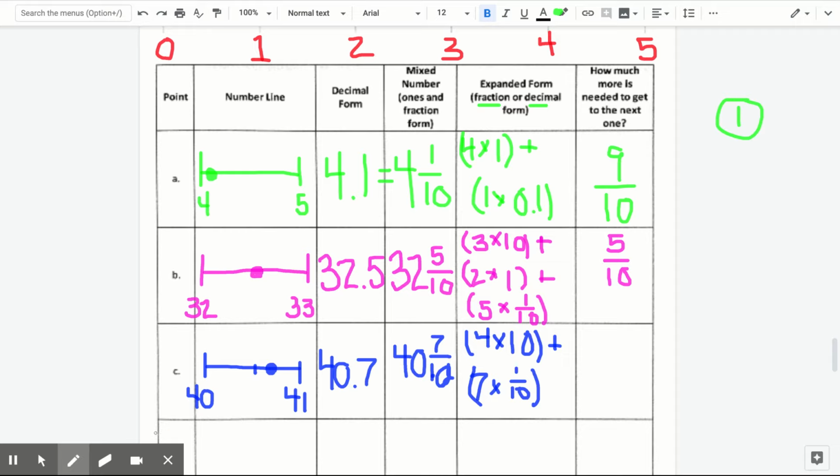All right, so I need to count up to my next whole number. So if I'm at 7, I could count up 8/10, 9/10, 10/10, which would give me 3/10 away from my next whole.